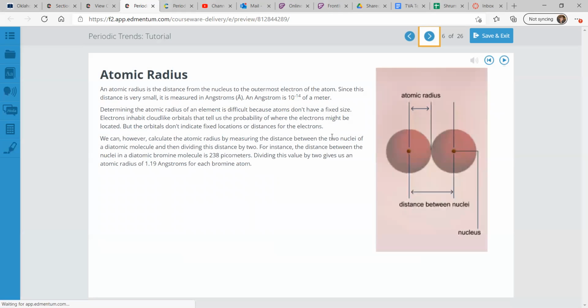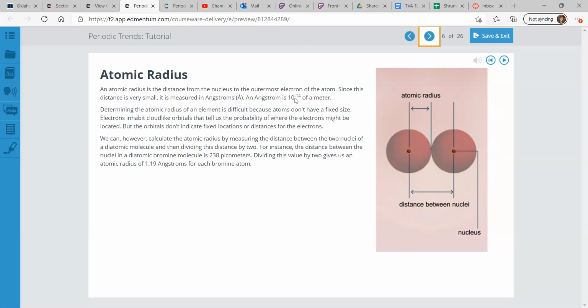The first one we're going to look at is atomic radius. This picture shows you what atomic radius means and the distance between nuclei. And this is a little nucleus in between the atoms. An atomic radius is the distance from the nucleus to the outermost electron of the atom. Since this distance is very small, it's measured in angstroms, or 10 to the negative 14th power of a meter. Very, very small.